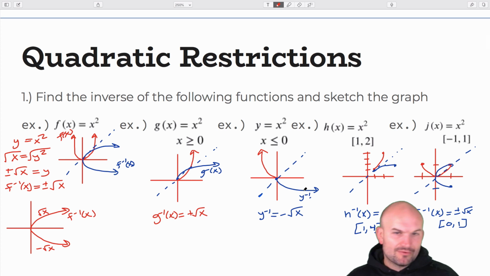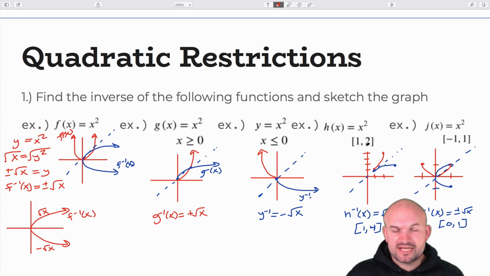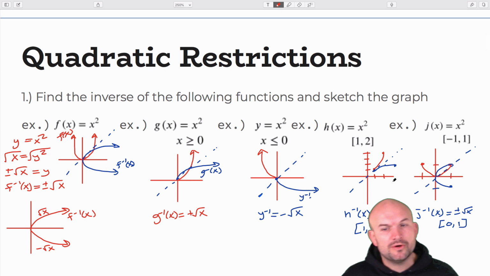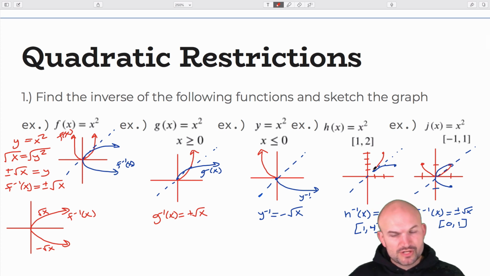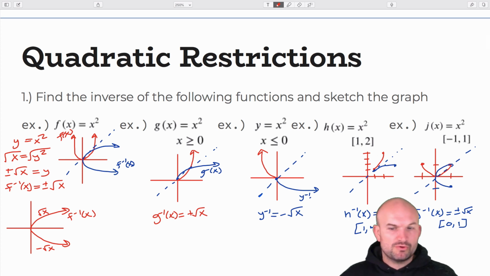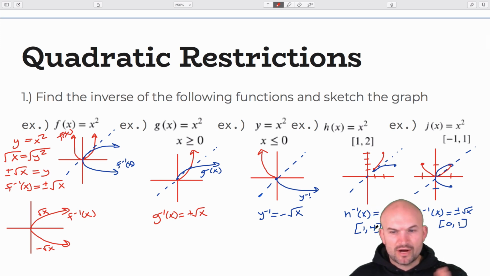However, we didn't really play around with this, but in reality, we could pick any restrictions that we wanted to. And so by applying our restrictions, like for instance, if I chose the restriction 1, 2, the important thing is that limits my function to make sure it's one-to-one, right? And therefore I can find the inverse, which is again going to be positive square root of x, but it's going to be restricted from 1 to 4.